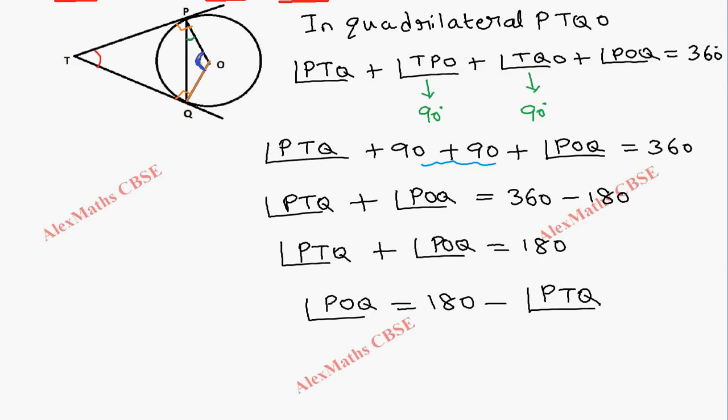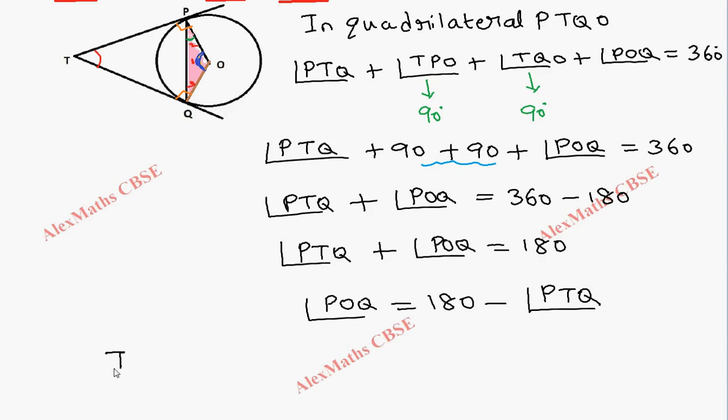Now we are going to take this isosceles triangle. In this isosceles triangle, we have three angles. Let's take this angle POQ as the first angle, this is the second, and this as the third angle.